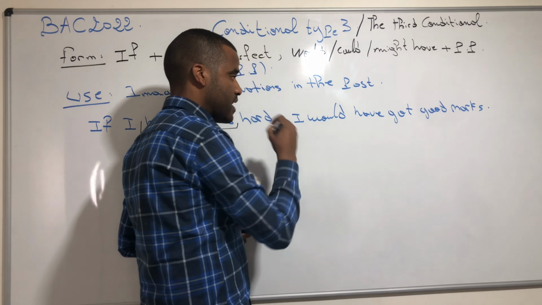What does this sentence mean? In reality, maybe last year, I didn't study hard and I didn't have good marks. But right now I am imagining the situation and the result of that situation. So if I had studied hard, I would have got good marks.